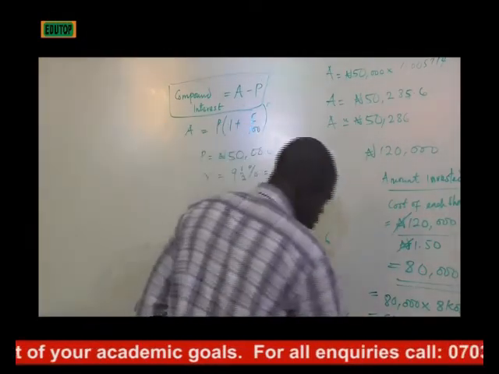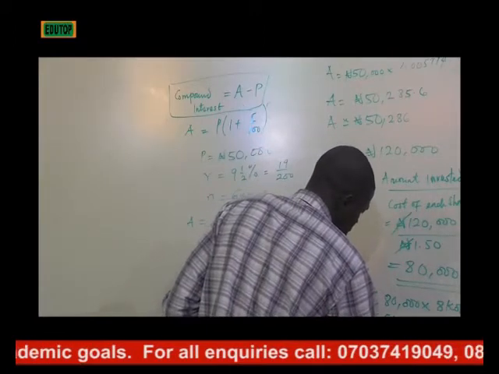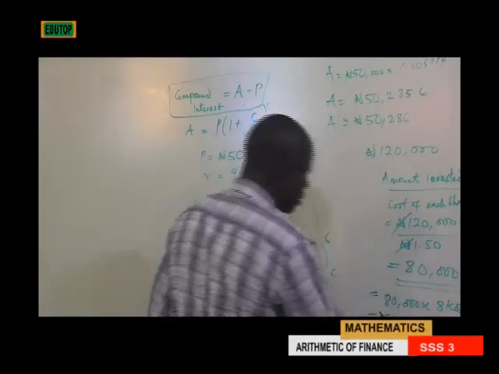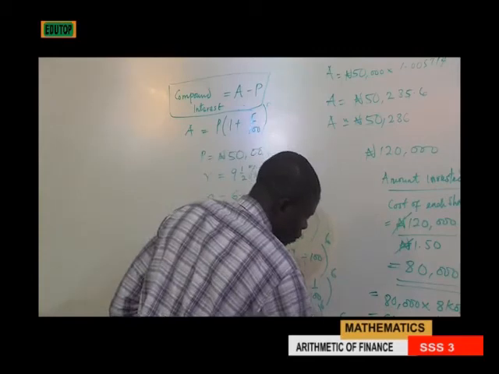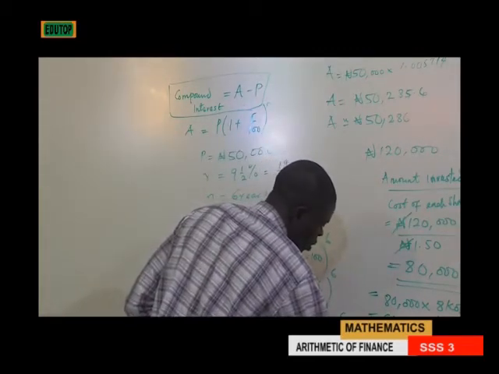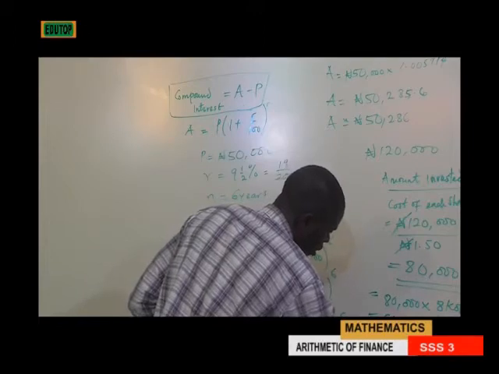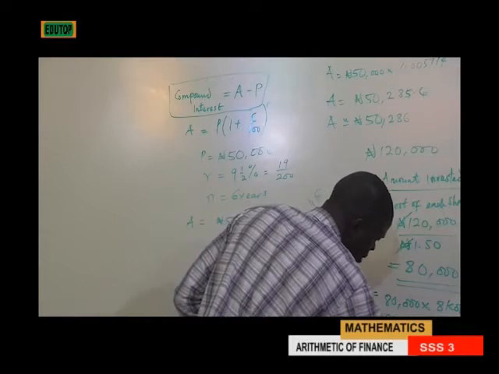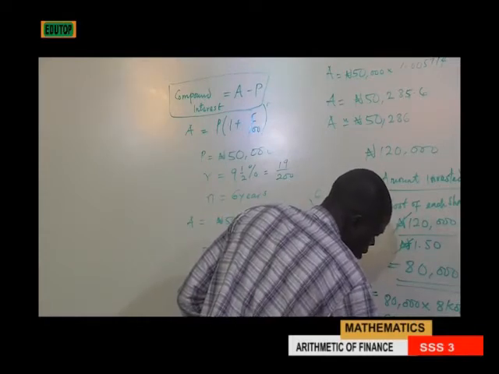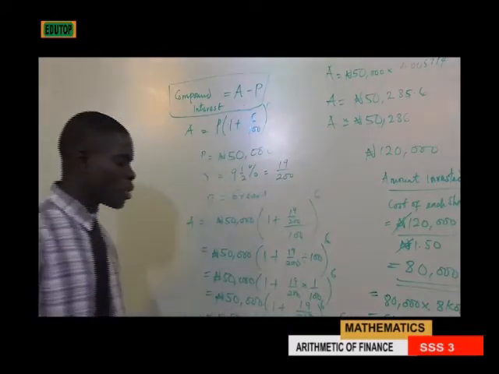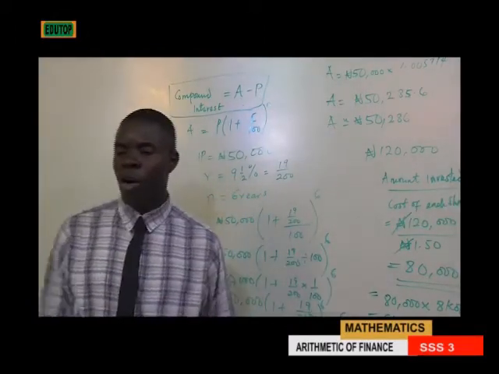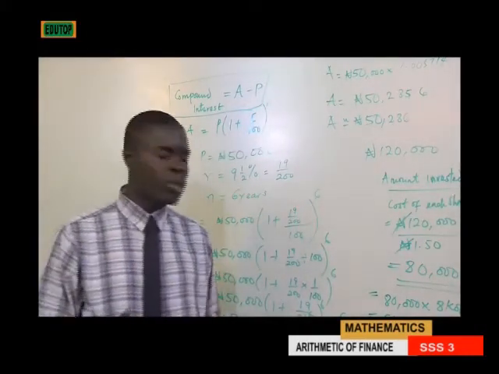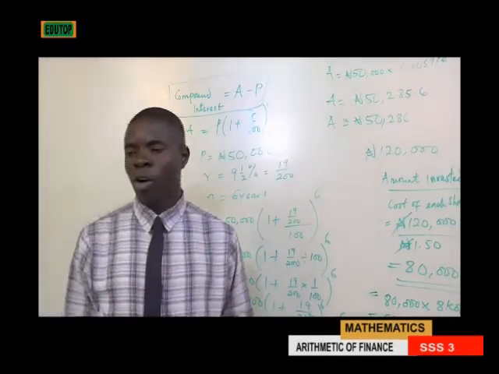Now we have to convert this to naira. Since we know that 100 kobo make 1 naira, that means 640,000 divided by 100 will give us the answer in naira. So that would be 6,400 naira. So the answer to example 7b is 6,400. How much dividend does he receive? The dividend he received is 6,400 naira.